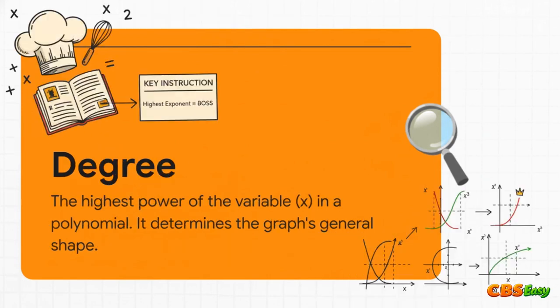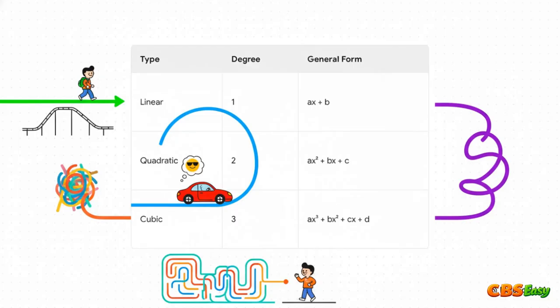Simple as that. Now, every good recipe has that one key instruction that kind of defines the whole dish, right? Well, in polynomials, we call that the degree. It's literally just the highest exponent you can find attached to a variable. This little number, well, it's the boss. It calls all the shots, dictating how complex the polynomial is and what the final shape of its graph is going to look like.